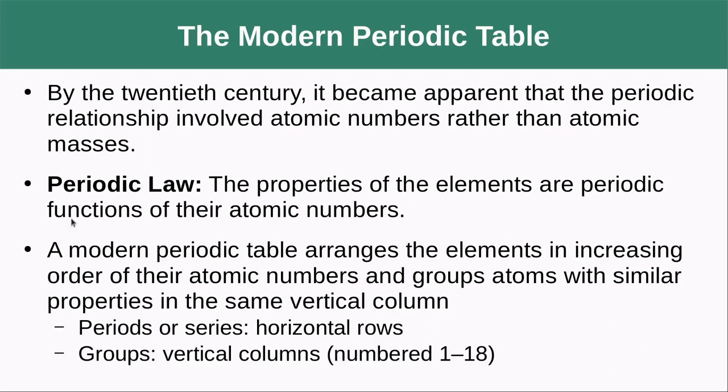As we move on, we get to the modern periodic table, and one of the big differences is that we started to move away from mass because we started to realize that the relationships really involve the atomic numbers and that we should be arranging the periodic table according to this instead. And so our modern periodic table arranges the elements in increasing order of atomic numbers, and it groups elements of similar properties into the columns, the vertical columns in the table.